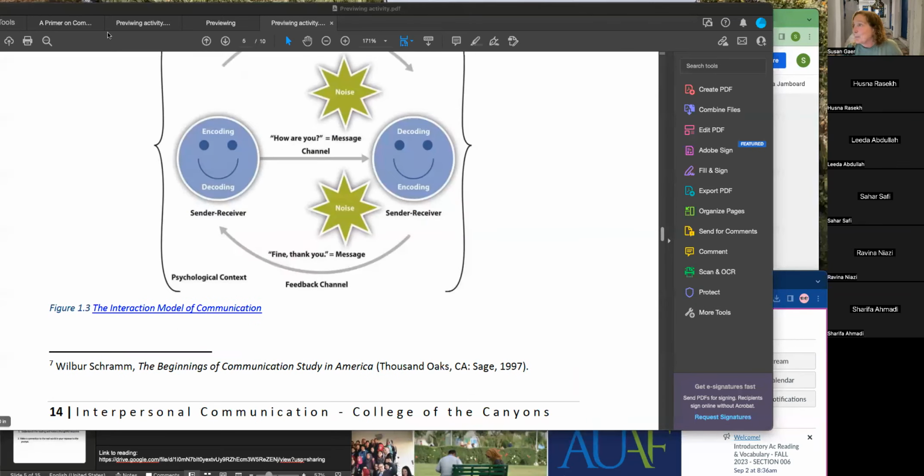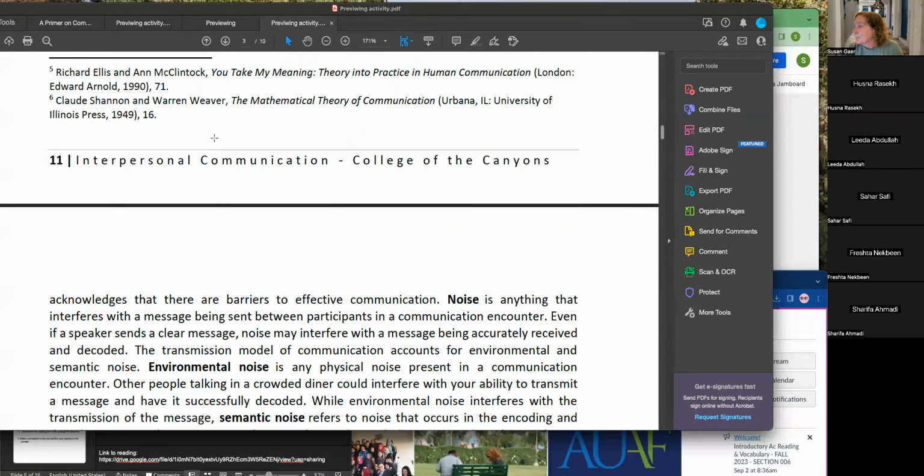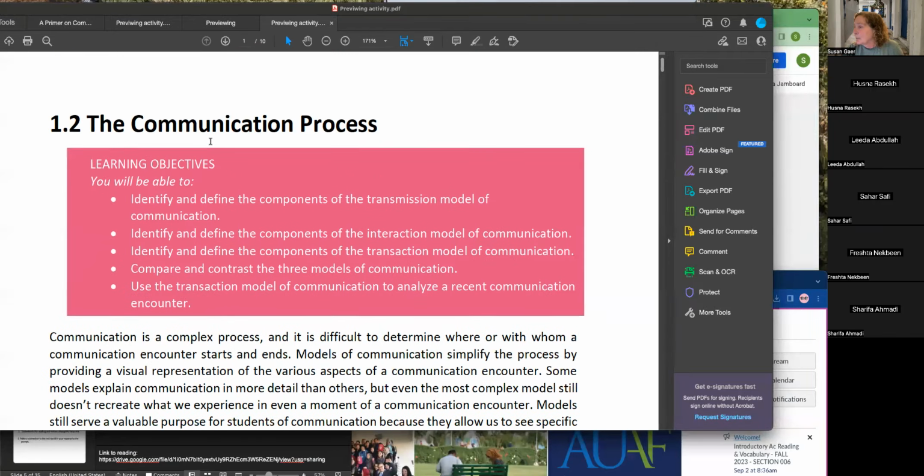Okay, so let's go back to the questions. Question number 2, how many learning objectives are there? Well, that's easy. There are 5 learning objectives. 1, 2, 3, 4, 5. So you're going to learn the different models: the transmission model, the interaction model, the transaction model. Then you're going to compare and contrast those three models, and use the transaction model, which I don't exactly know, to analyze the communication encounter. So there you go. You already have a lot of information about this reading before you even started reading, right?